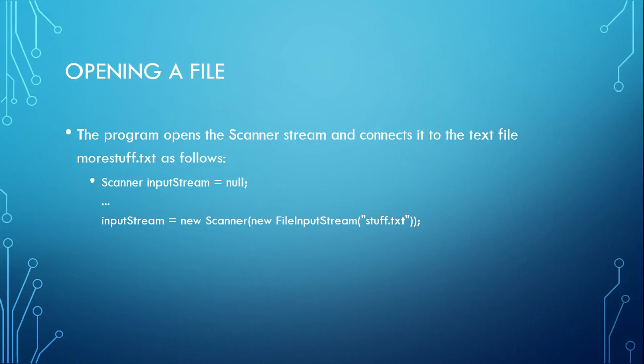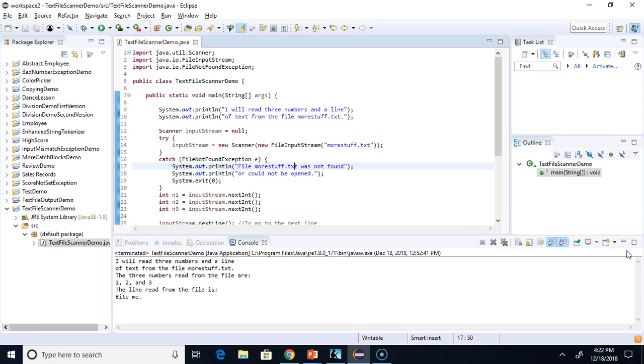Now, the program is going to open the Scanner stream and connect it to the text file morestuff.txt as follows. Scanner inputStream = null; some code; inputStream = new Scanner(new FileInputStream("morestuff.txt")). And if I look here at the TextFileScannerDemo, you can see just that. Here's my Scanner inputStream set to null.